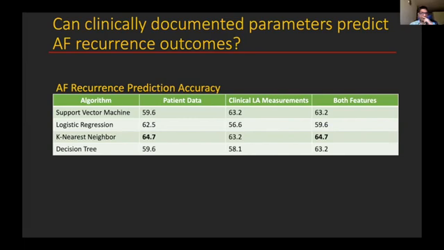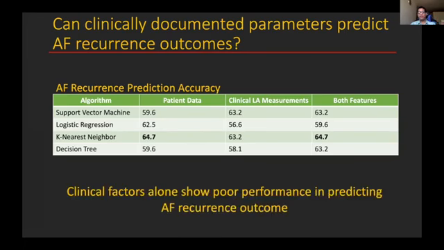And the results did not show a very good accuracy in predicting the outcome. So we first did only the patient demographic data, and the highest accuracy was K nearest neighbor with 64.7%. Then we only used the clinical left atrial measurements, and the highest accuracy was 63.2. And if we combine both of these features, the best accuracy we got was 64.7. Now, I just want to point out, these are preliminary results. We are trying to optimize our models further, but from just preliminary data analysis, we feel like clinical factors alone might not be enough to accurately predict AF recurrence outcomes.